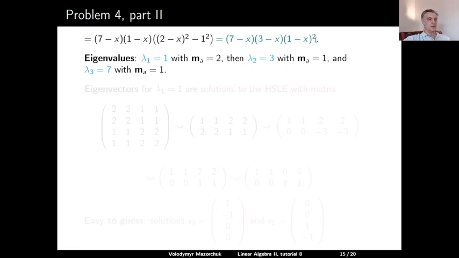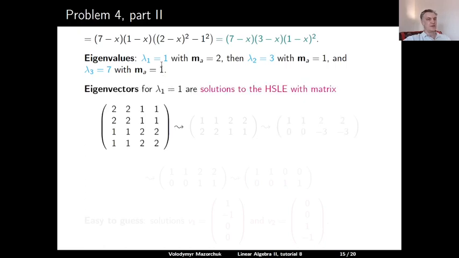So we have 3 eigenvalues. The eigenvalue lambda 1 is equal to 1 with algebraic multiplicity 2. The eigenvalue lambda 2 is equal to 3 with algebraic multiplicity 1. And the eigenvalue lambda 3 is equal to 7 with algebraic multiplicity 1. The eigenvectors for the first eigenvalue lambda 1 equal to 1 are the solutions to the homogeneous system of linear equations whose matrix is obtained from the matrix of the quadratic form by subtracting 1 on the main diagonal. So we get the matrix 2, 2, 1, 1, 2, 2, 1, 1, 1, 1, 2, 2, 1, 1, 2, 2.